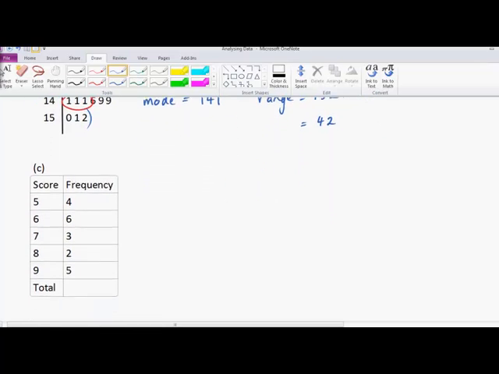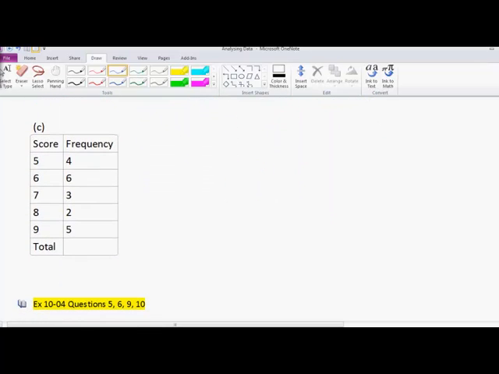Alright, moving on to a frequency table. So I'm going to do the same thing here. Mean, median, mode, and range. Starting with mean. Now, a frequency table is a little bit different. Let's just go over what a frequency table shows us.